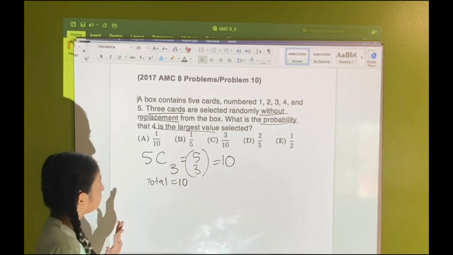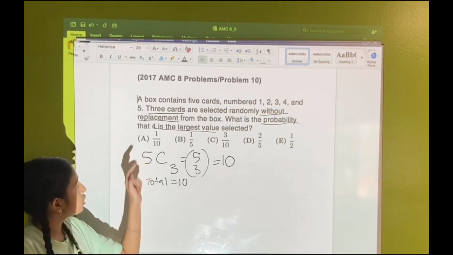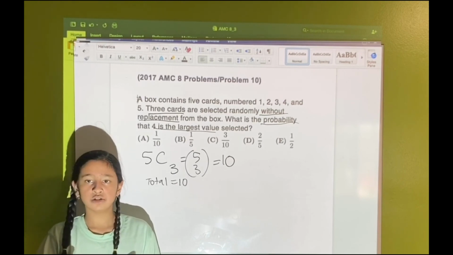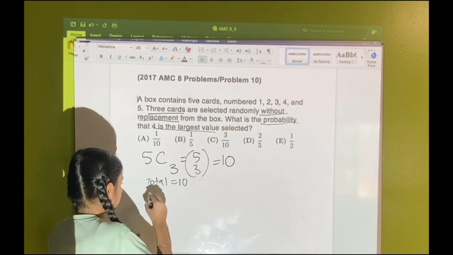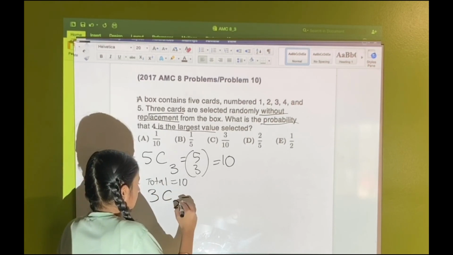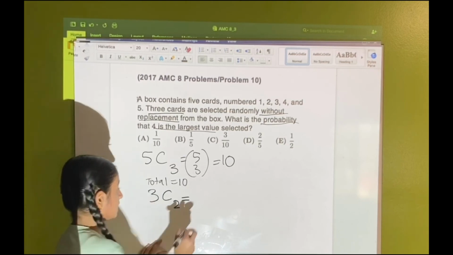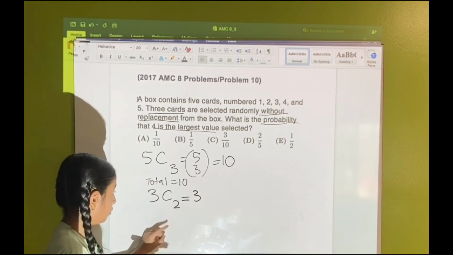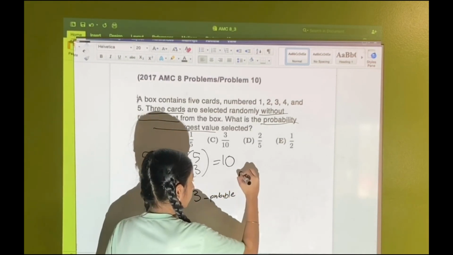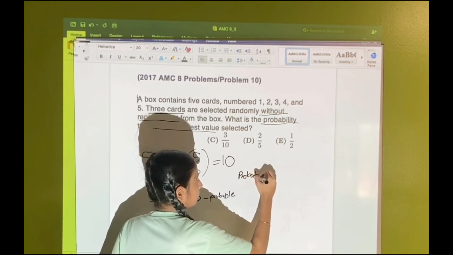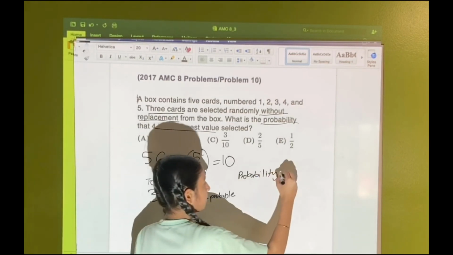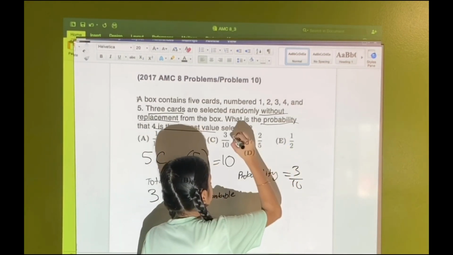Now the probable. So if 4 is the largest one selected and 3 are selected, the other 2 have to be 1, 2, or 3. So from the 3 possible, now we're choosing 2. And 3 choose 2 is equal to 3. And this is our probable. So that means our probability is going to be our probable over our total, which is equal to 3 over 10, which is equal to C.